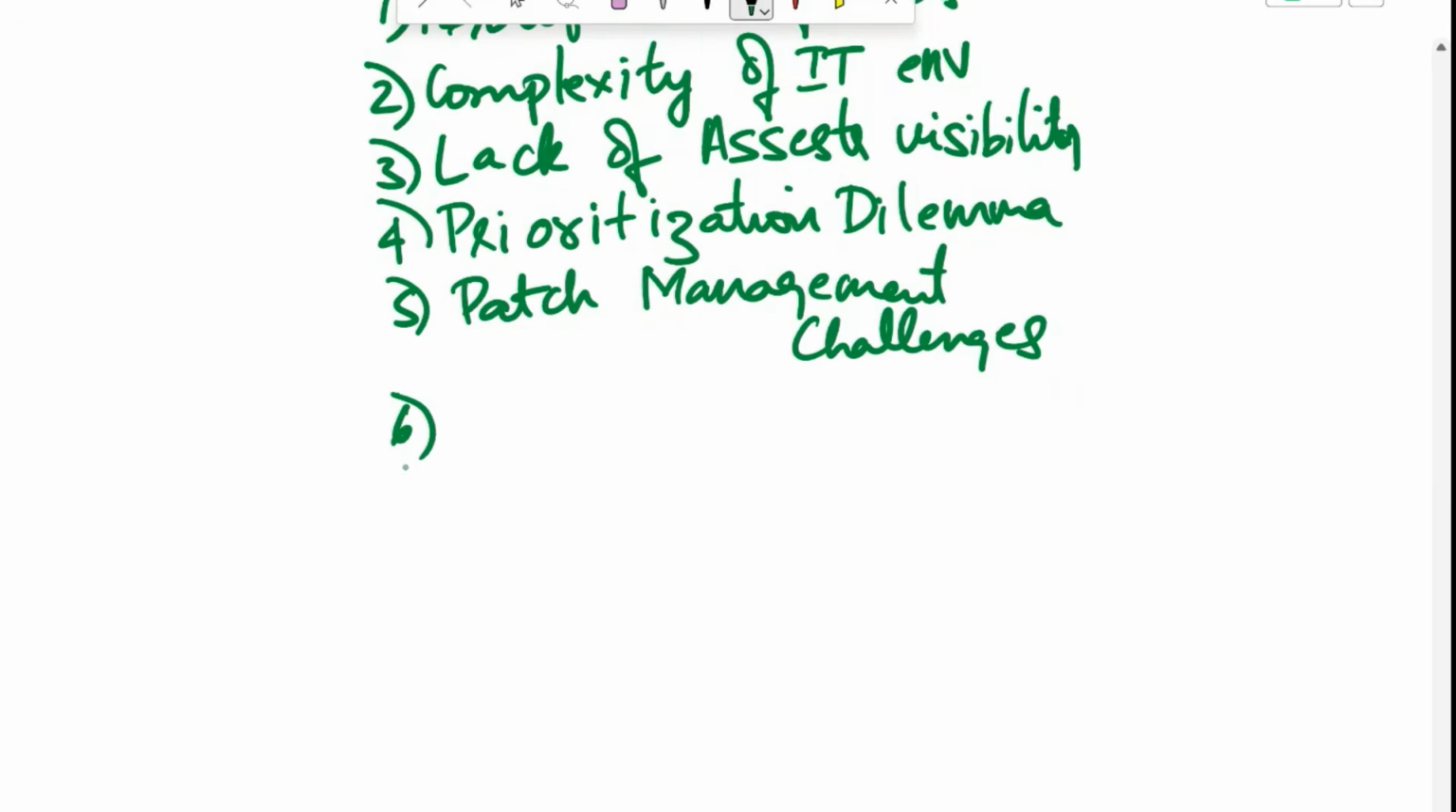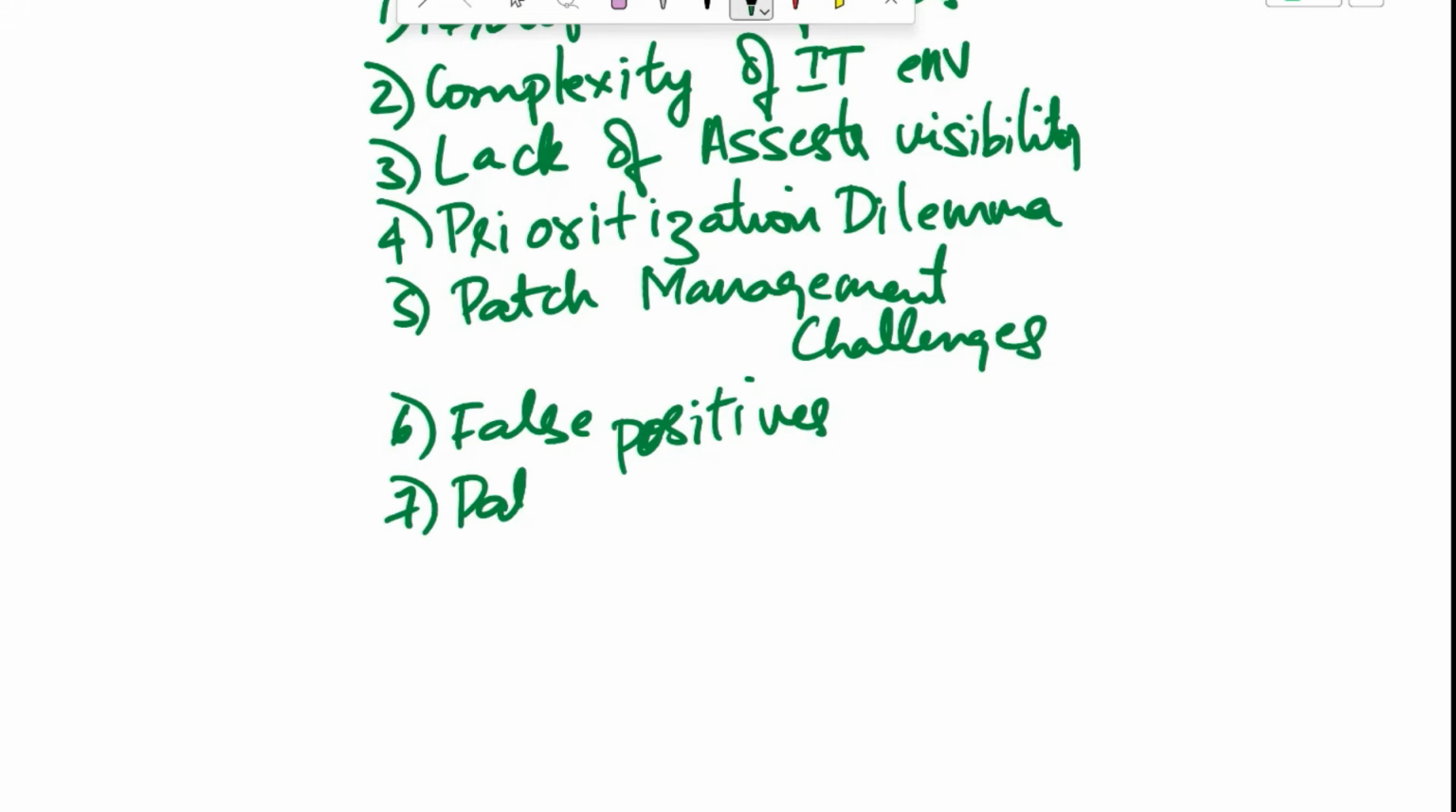Next challenge is false positives. Vulnerability scanning tools can sometimes generate false positive results, flagging vulnerabilities that don't actually exist. This can lead to wasted time and resources investigating non existent issues. Next is patch compatibility. Incompatibility issues between patches and existing software or systems can hinder the patching process. Testing compatibility and ensuring a smooth deployment is crucial.